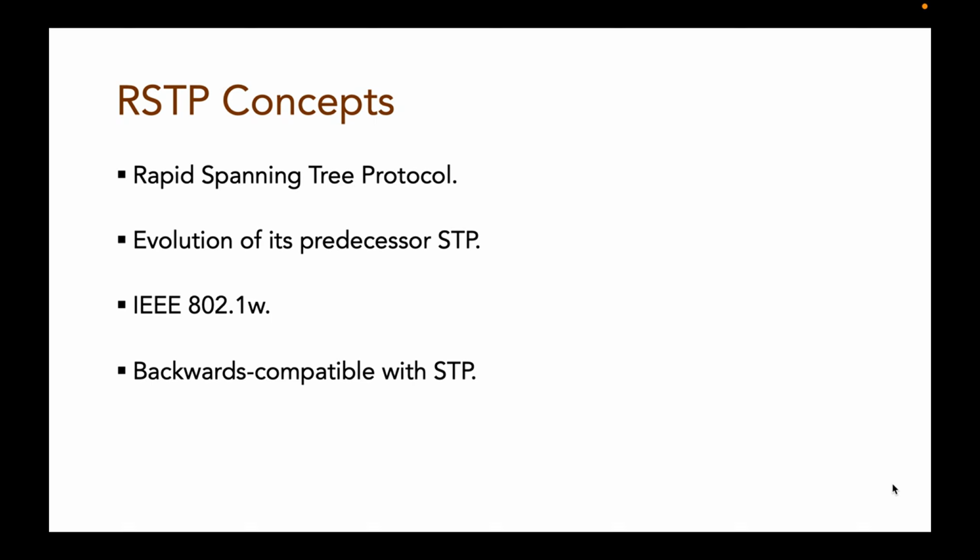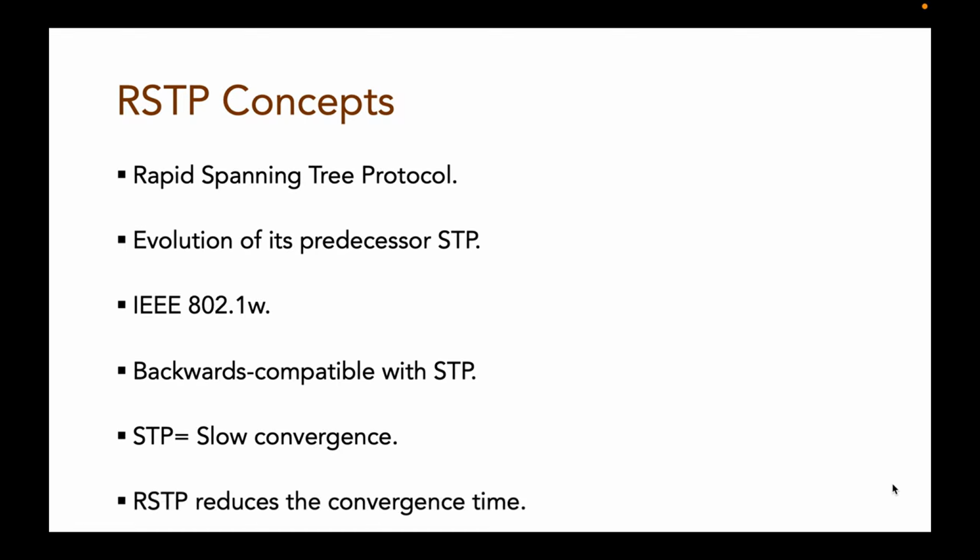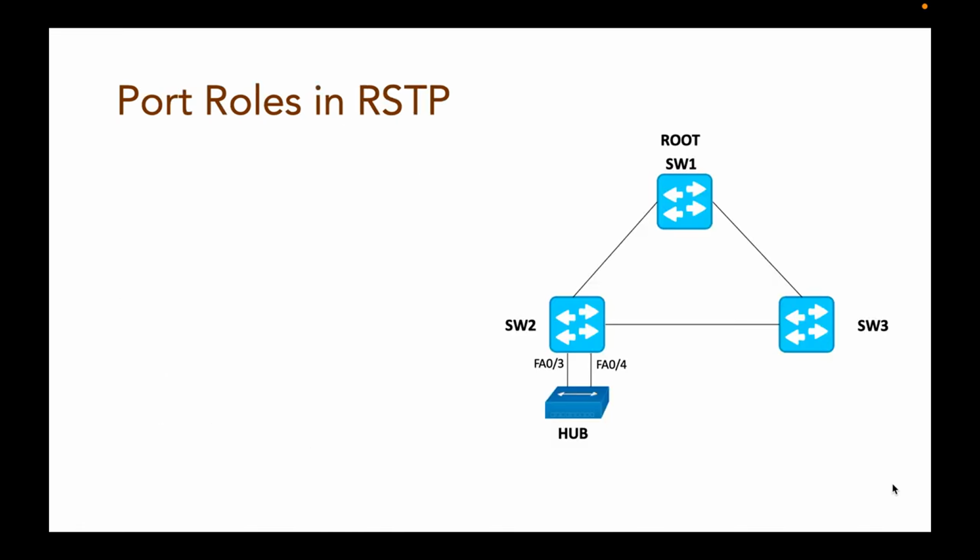One of the big disadvantages of STP is its slow convergence after a topology change occurs in the network. To overcome this, RSTP was introduced, which significantly reduces the convergence time. Let's go ahead and look at RSTP port roles.